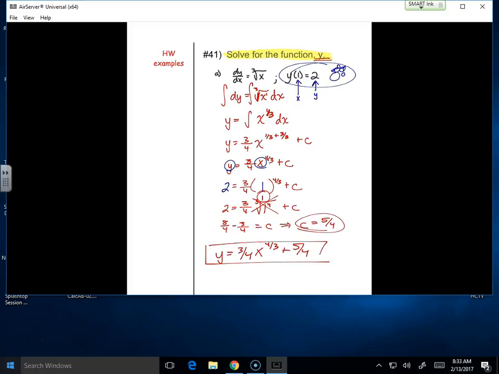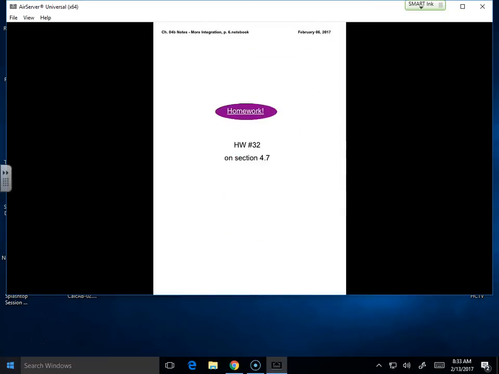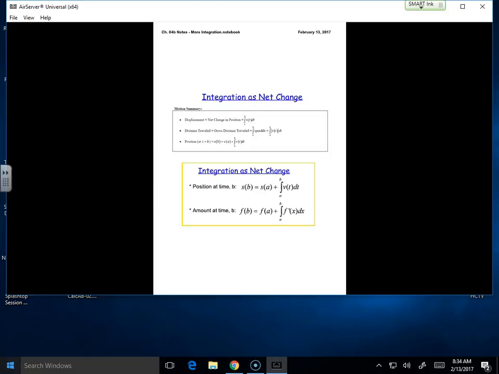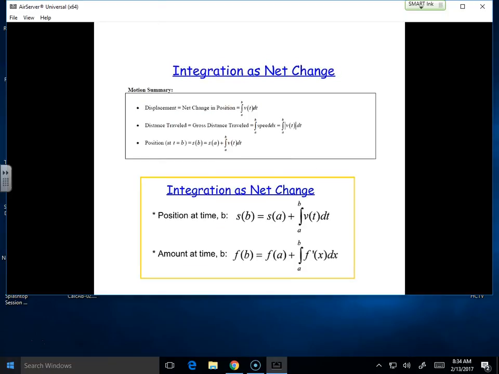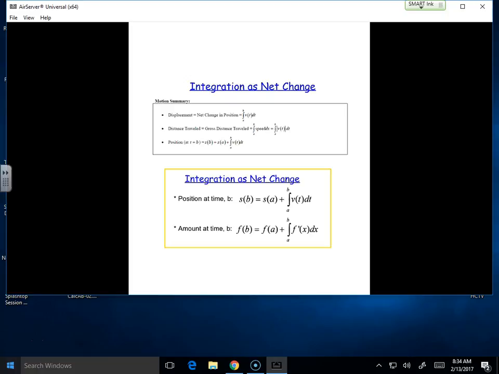Okay. We are done with section 4.7. We're grading that homework tomorrow, and I don't think it's super long. However, as I said, we're starting integration as net change. It looks weird. It looks different. Yes, we're making our own little baby section out of it, but not a big one.